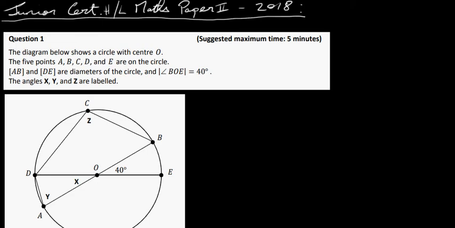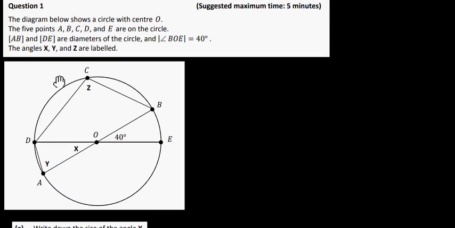Okay, so let's have a look at the Junior Certificate Higher Level Maths Paper 2 for 2018, and I'm going to have a look at questions 1 and 2. So question 1 involves this circle here with centre O. There are 5 points, A, B, C, D and E on the circle, and AB and DE are both diameters. They go through the centre O. The angle BOE is 40 degrees, and the angles X, Y and Z are all marked.